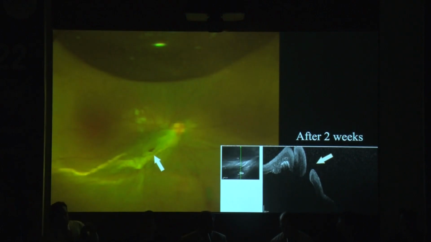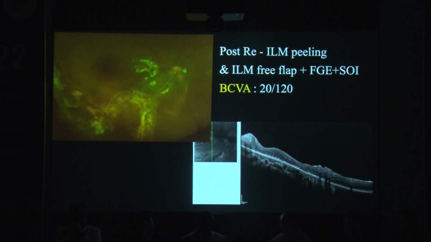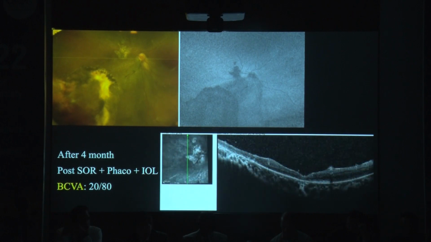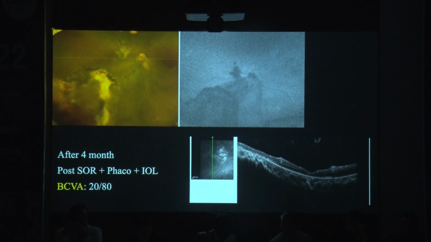But she developed macular hole with retinal detachment after 2 weeks. I had to repeel the ILM to use a free ILM flap to close the macular hole under silicone oil. Finally, the patient achieved 20/80 BCVA after phacoemulsification with silicone oil removal and complete flattening of the falciform fold with attached retina.